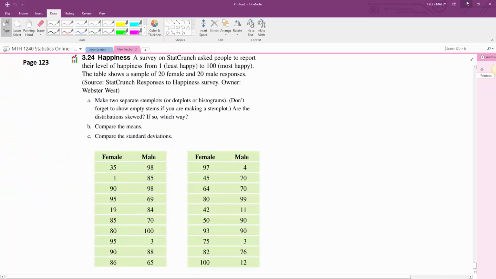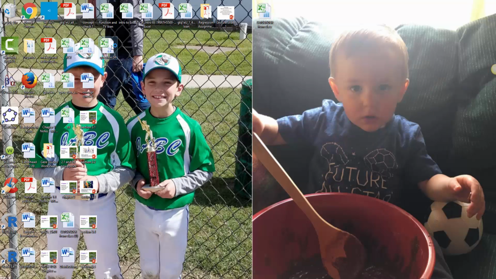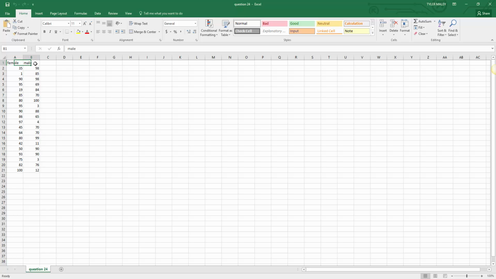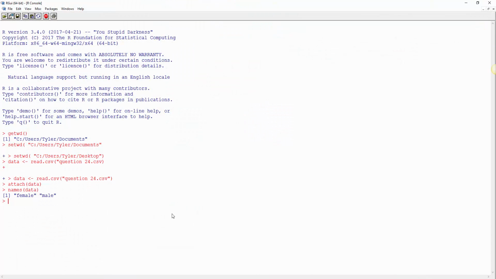So let me open up this Excel document again for you. Remember how R reads this: this is one variable, this is another variable. So what R was telling me when I do the names is what's up here. So now when I refer to female, R knows I want all these values. So then if I go back to R, I have that ready.